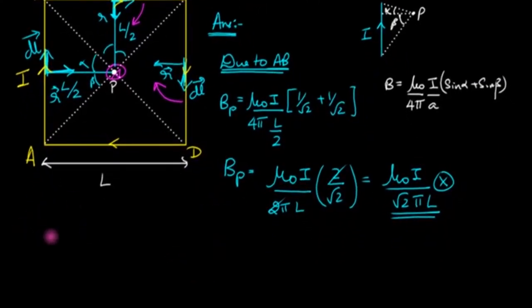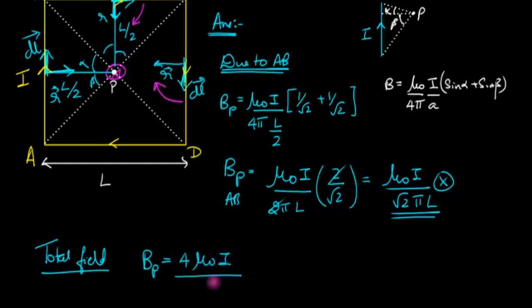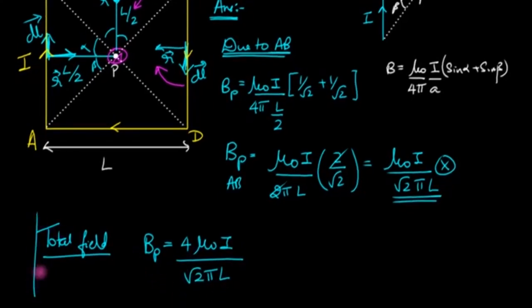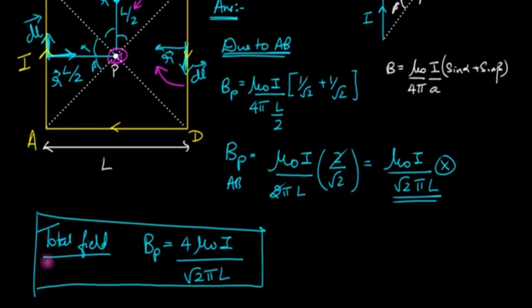The total magnetic field at point P, total field, this was due to AB only. Total field is now going to be just 4 times that value. That's going to be 4 mu 0 I divided by root 2 pi L. Done. Ta-da! That is the answer.